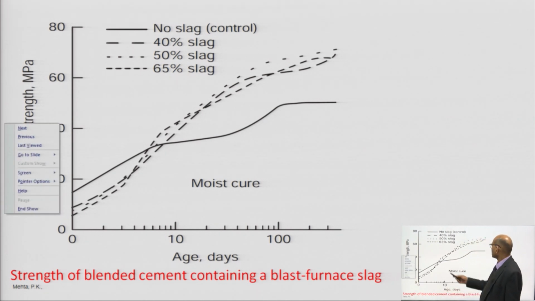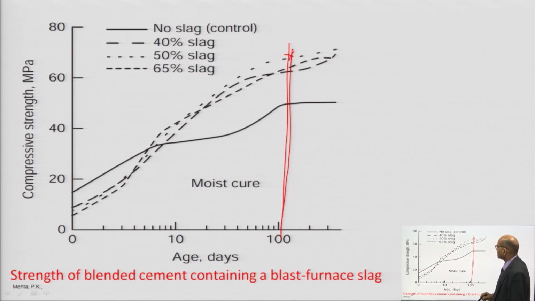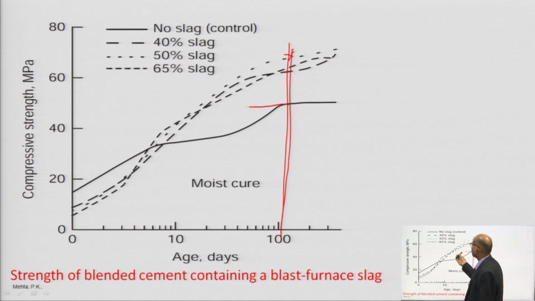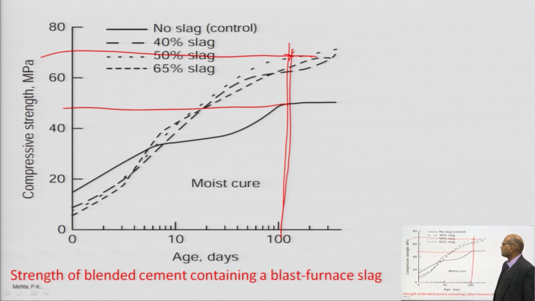but as time passes, if you see the 100 days and 1 year compressive strength, there is a drastic change here. You can see this value is around 45 and this has increased to around 70. So, around 45 to 70 or so, you can get this enhancement in compressive strength due to the use of ground granulated blast furnace slag. So, this is very important.